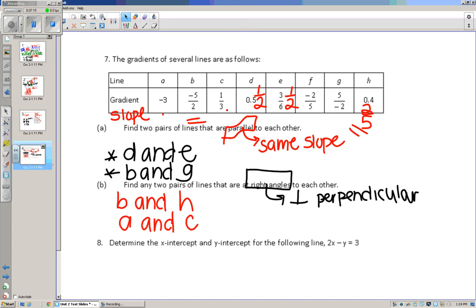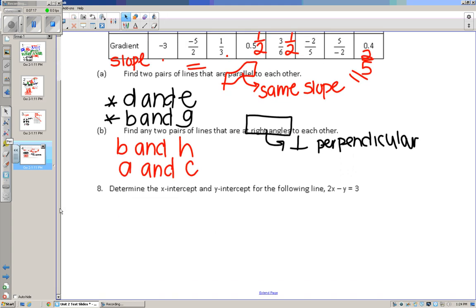Last question, number 8, is asking you to determine x and y intercepts. Remember, if you're asked for an x-intercept, that's when you're substituting in 0 for y. If they ask you for a y-intercept, that's when you're substituting in 0 for x. So let's do this separately.